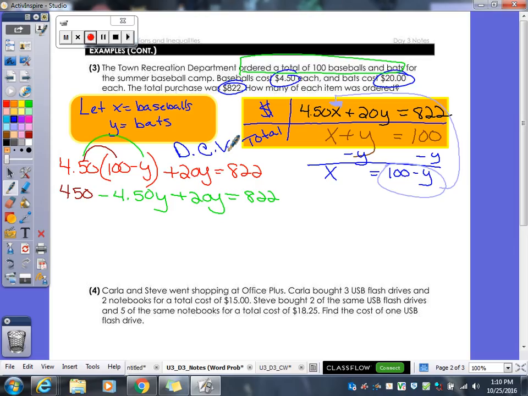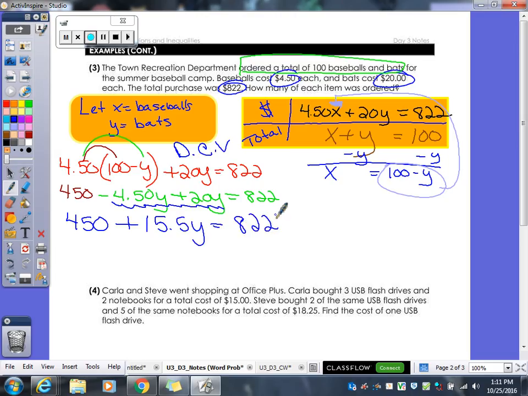The y's. So I'm just going to put this little squiggly line under those y's. I'm combining them. So this is where you're going to need your calculator. I want someone to do this in your calculator: negative 4.50y plus 20y, and tell me what that is. It's 15.5y equals 822.